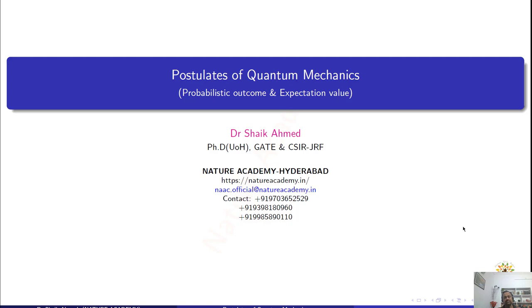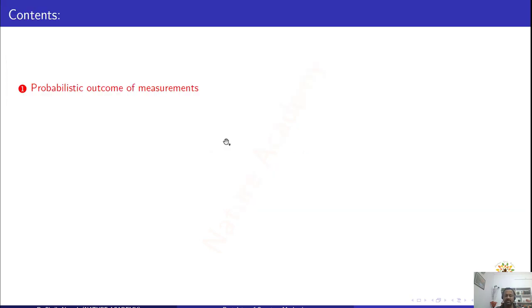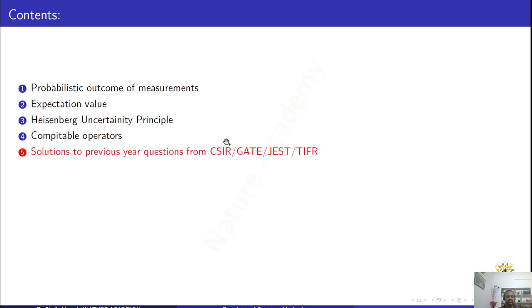In this lecture, we are going to discuss the fourth postulate of quantum mechanics. The fourth postulate deals with the probabilistic outcome and expectation value of an operator. The contents of this lecture are listed here. The first one is the probabilistic outcome of measurement, second one expectation value, Heisenberg uncertainty principle, compatible operators, followed by some solutions to previous questions.